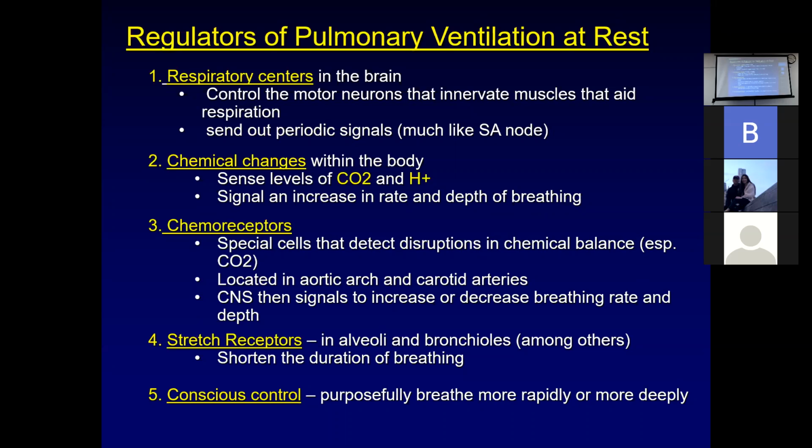This is going to cause the respiratory centers to change their signals by what we call chemoreceptors. Okay? Things that are going to sense increases in CO2 and increases in hydrogen. They tend to be in the aortic arch and the carotids, and they're going to signal these things. Additionally, you have stretch receptors in the alveoli and in the bronchioles that if you take too big and too deep of a breath, you're going to stretch these things too much, and that's going to then lead to activation of these receptors, which is the opposite. They shorten the duration of breathing and make the breathing not quite as deep, but they need to get stretch.